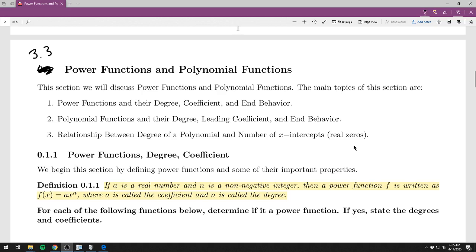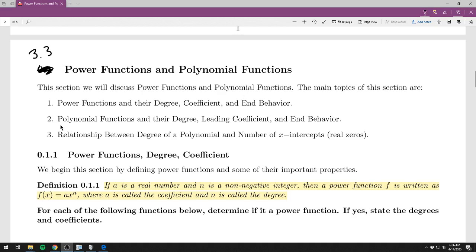So the topics in this section, we'll talk about a power function and then some important things about them. They're called their degree, coefficient, and end behavior. You might actually be familiar with degree and coefficient already. You may not be familiar with the end behavior part. This is definitely the absolute new thing for most people.